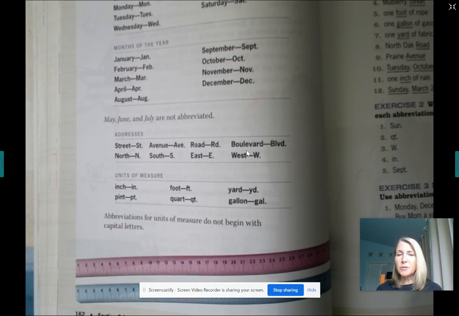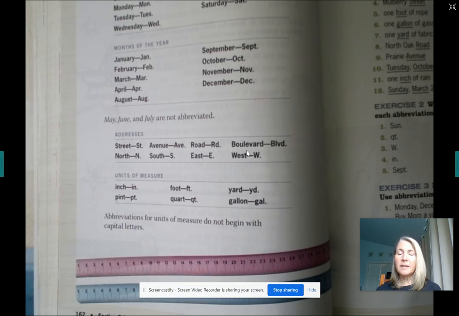For units of measurement, these are ones we've practiced quite a bit this year, right, with our measurement unit. So inch is in, foot is ft, yard is yd. Those are the only ones that don't get capitalized. They do get a period at the end, though.